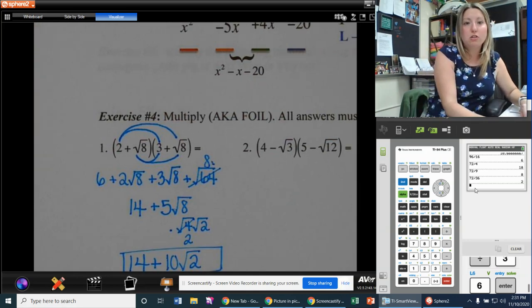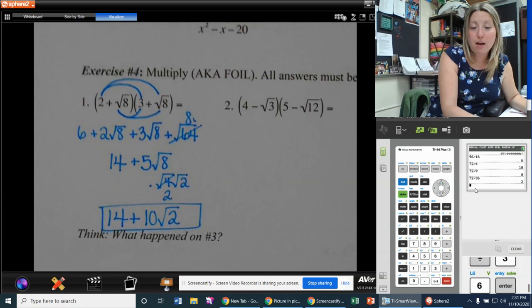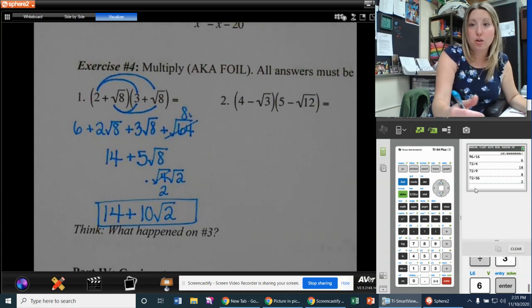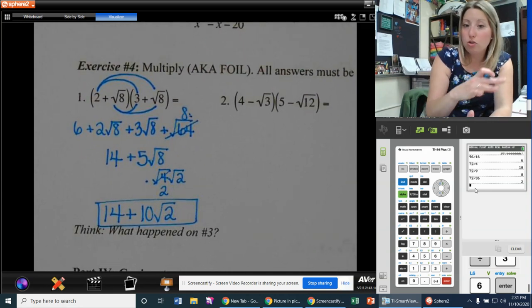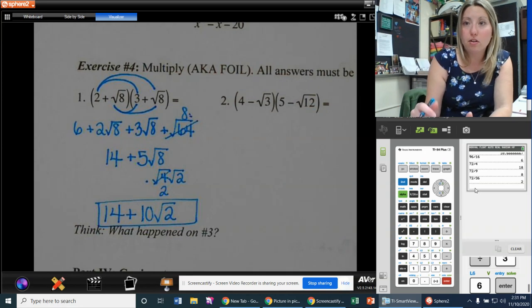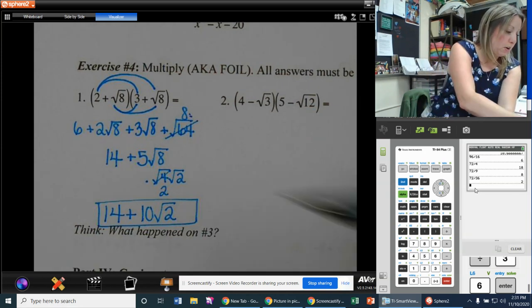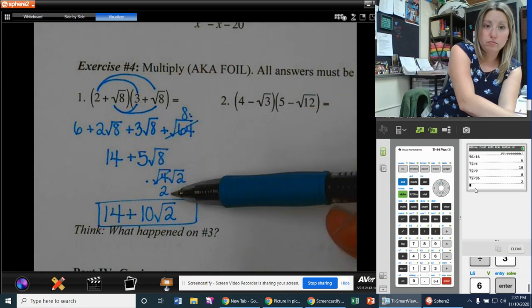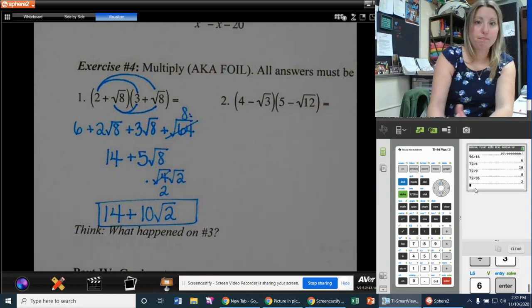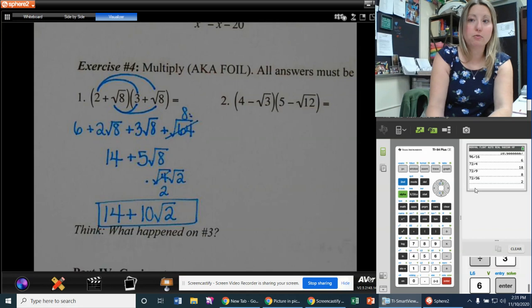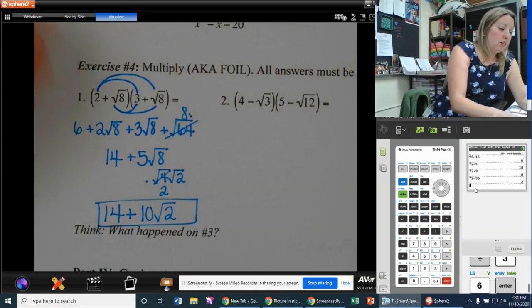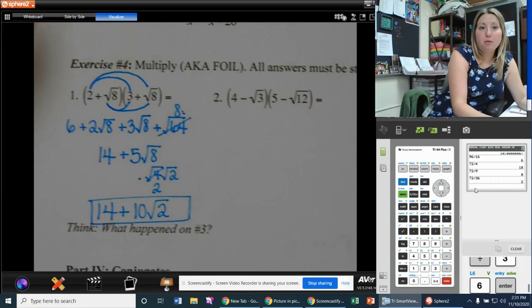You've got to make sure there are no perfect square factors left under your radical. Okay, so no perfect squares under the radical. If there's even a factor, it's got to come out. That's what happened here. Okay. Let you breathe on that for a sec. Oh, we got some fun times coming on number 2.